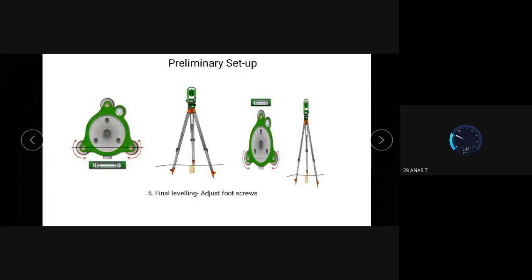I think we have surveying leveling, so at that time also we will discuss more about the preliminary adjustment. So this is all about the total station. I hope you understand. Is there any doubt?